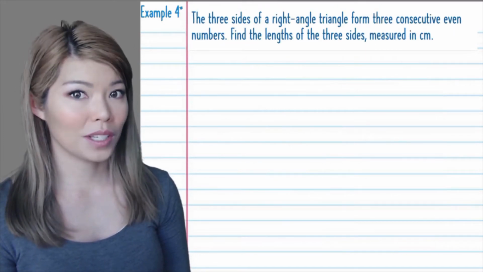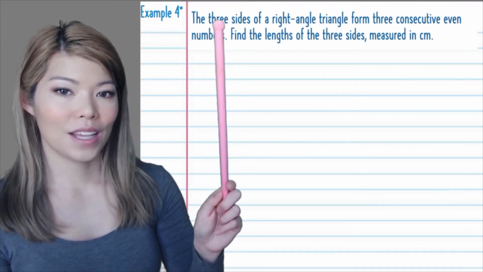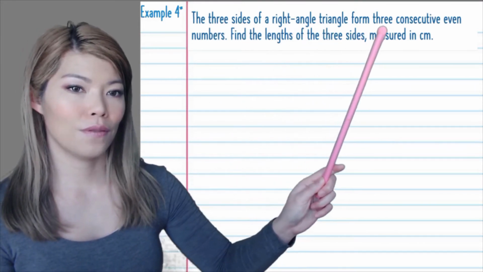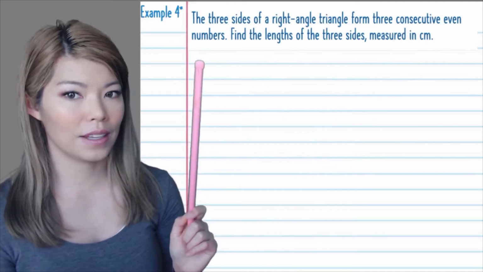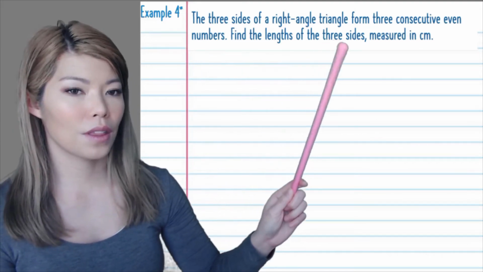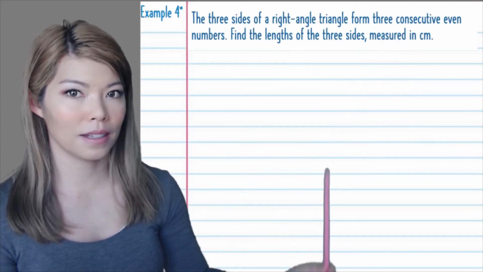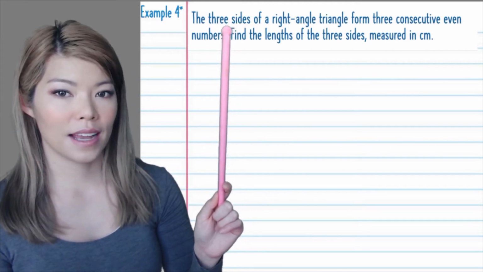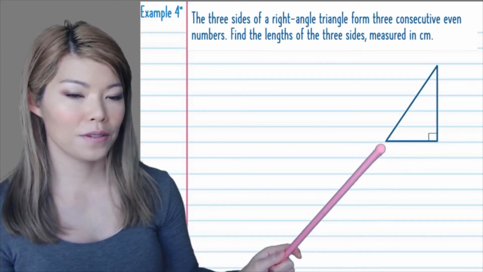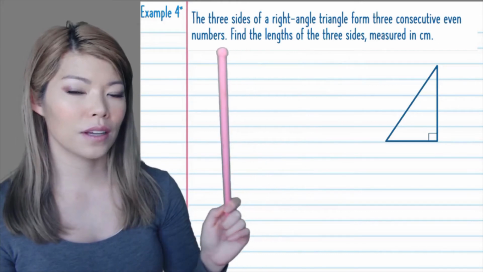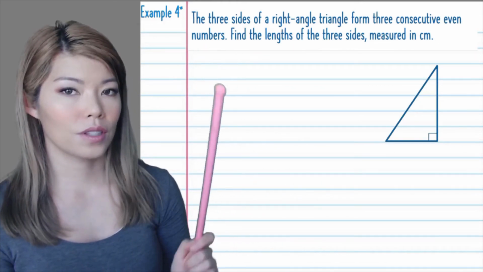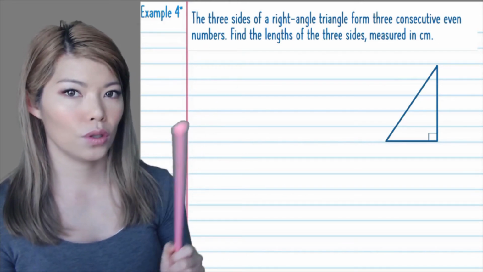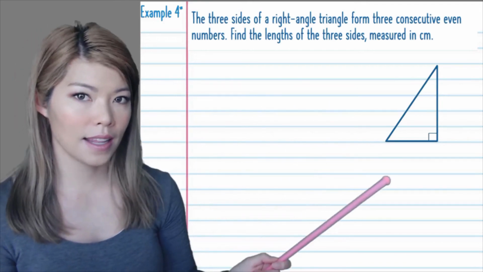Example 4. This one's quite tricky. The three sides of a right angle triangle form 3 consecutive even numbers. Find the lengths of the three sides measured in centimeters. So let's break this down. So we're drawing a right angle triangle and there are 3 consecutive even numbers. So consecutive even numbers means 2, 4, 6, or 6, 8, 10, or 10, 12.